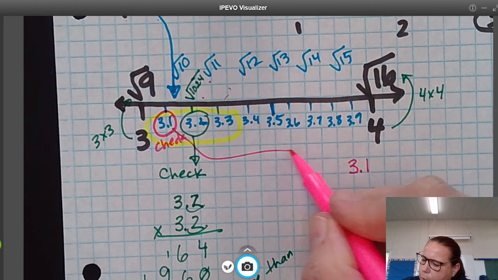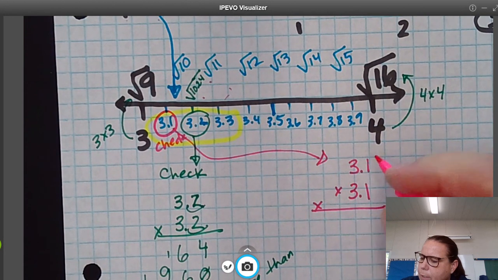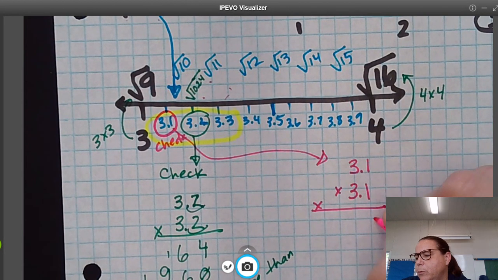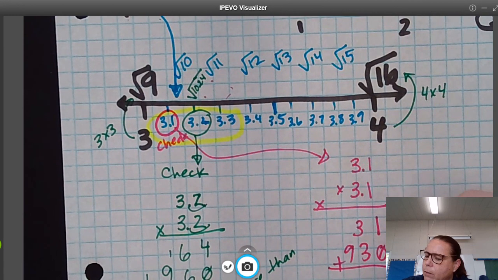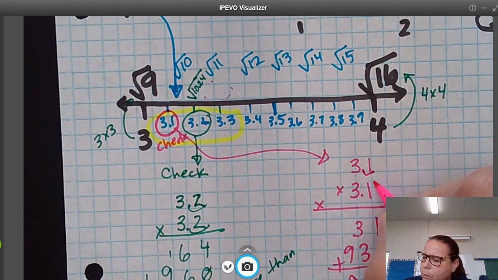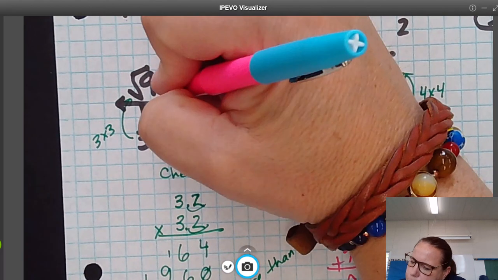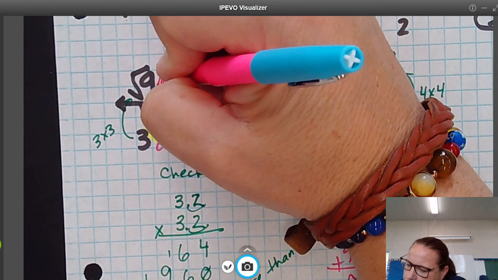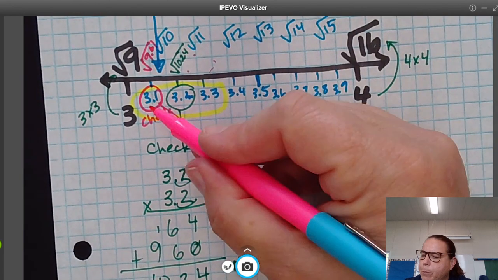How do you check it? We check it by multiplying it by itself. 3.1 times 3.1. 1 times 1 is 1. 1 times 3 is 3. Placeholder. 3 times 1 is 3. 3 times 3 is 9. Add: 1, 3 plus 3 is 6, 9. 2 decimal places. We're going to move it 2 decimal places. 9.61. So now I know that the square root of 9.61 is 3.1.